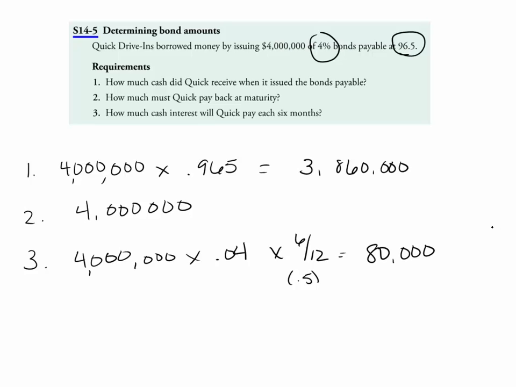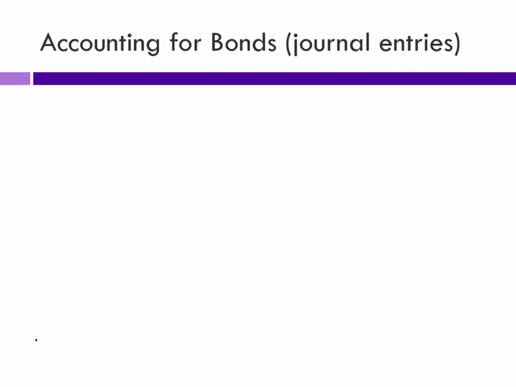So when they issue the bond up front, they will get the $3.86 million. Then twice a year for the life of this bond, they'll pay $80,000. Every 6 months, they pay $80,000 in interest, and then when the bond matures, they pay back the $4 million. That's how that works. So now that we know how to calculate all these things, let's put in what the journal entries will look like.